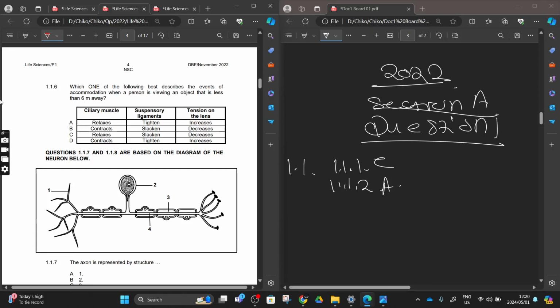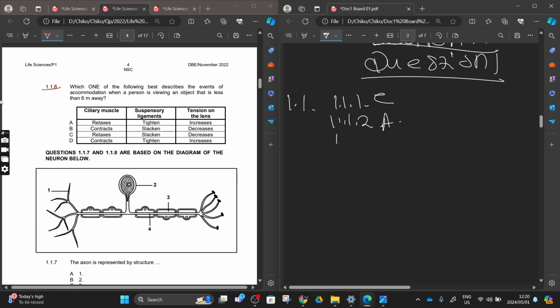Which one of the following best describes the events of accommodation? 1.1.6, right? Challenging one there. Which one of the following best describes the events of accommodation when a person is viewing an object that is less than 6 meters away? Less than 6 meters, we want our lens to become big.